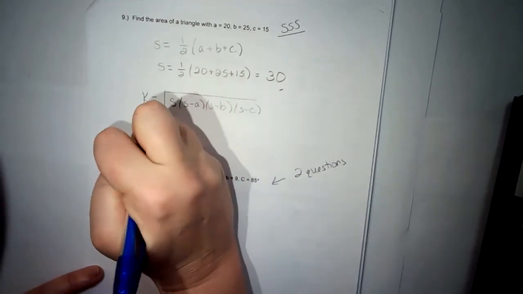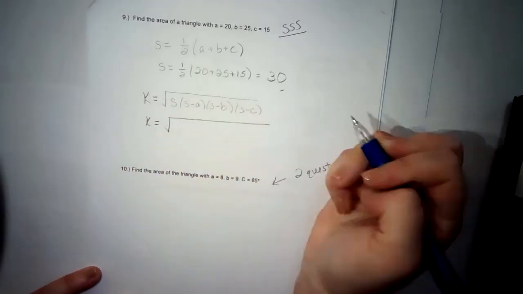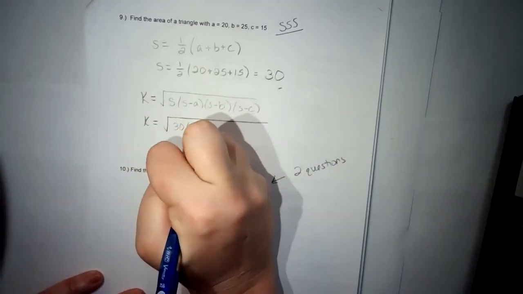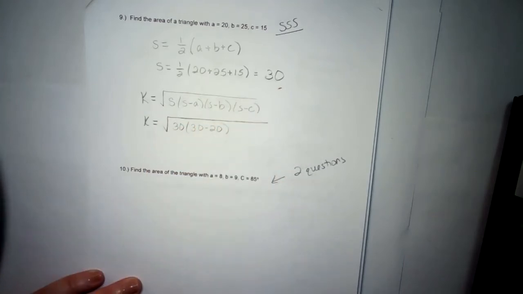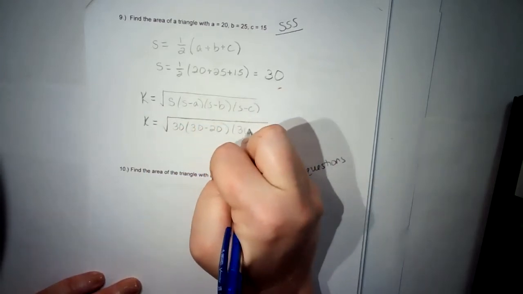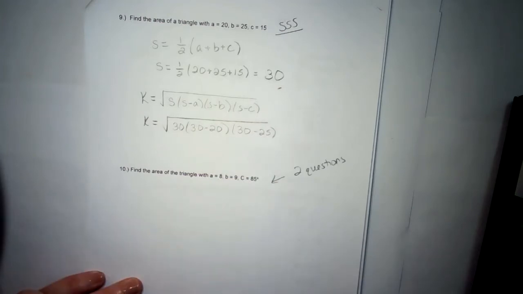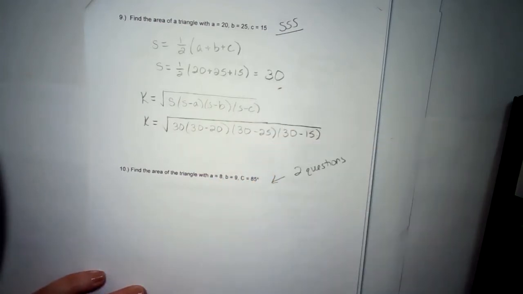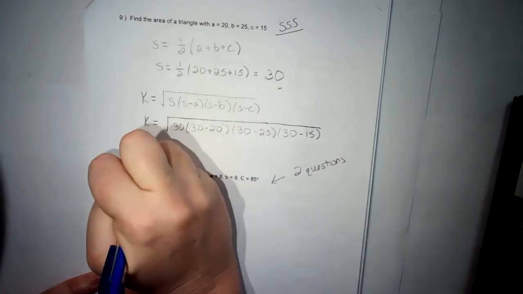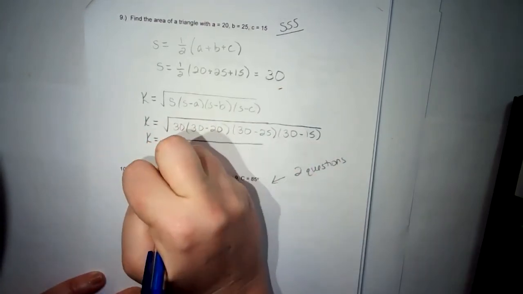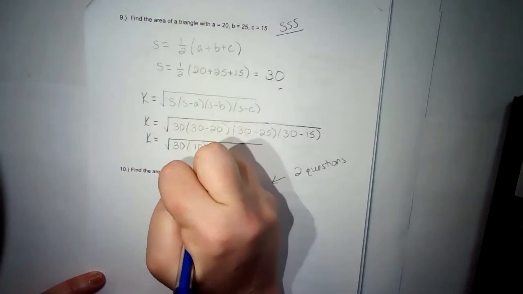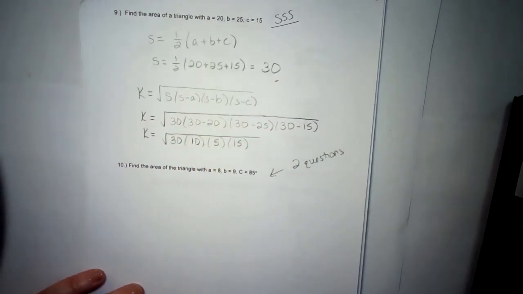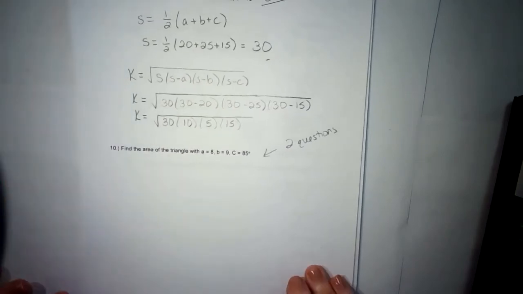Okay, now I'm going to come down here and do a gigantic square root, and then I'm going to do a 30. And then I'm going to do a 30 minus 20, because that's S minus A. 30 minus 25, that's S minus B. And 30 minus 15, that's S minus C. Now you could put that whole thing in your calculator, but I don't know. I'm going to do 30 times 10 times 5 times 15. I just feel like that's a little bit clearer to me.